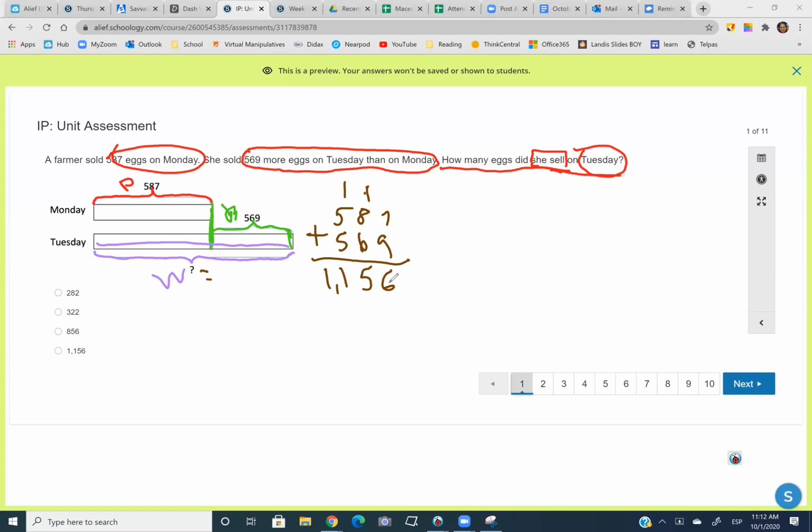1,156. Now I need to prove my answer, and to prove my answer, I'm going to subtract these two numbers, and if I get 587, it means I did a good job. So I do the greatest number first because it's a subtraction, 1,156 minus 569. Now we're going to start by regrouping. And remember, we're regrouping because I have 6 ones, I cannot subtract 9 from 6.